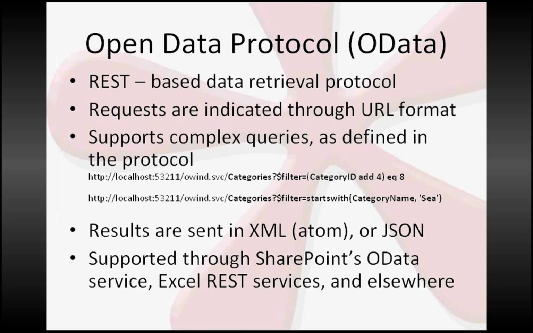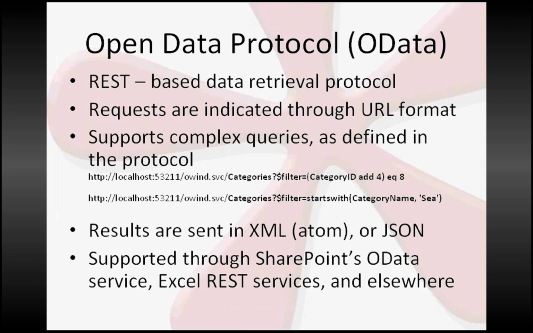As we can see here, we have this request filtering for all the categories where the category ID plus 4 is 8, then it would return that category. So this is a sort of roundabout way of doing things. And then here's another filter using startswith, to find categories whose names start with C. And these could be chained together with ands or ors and things like that.